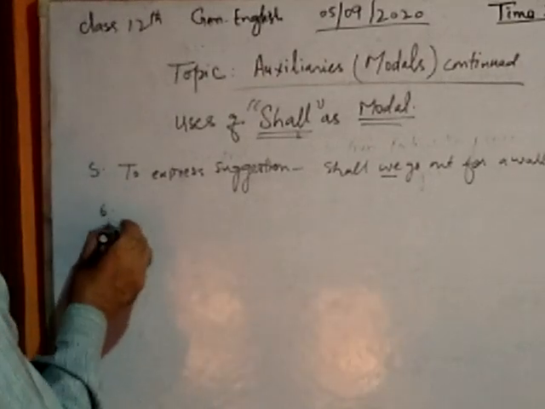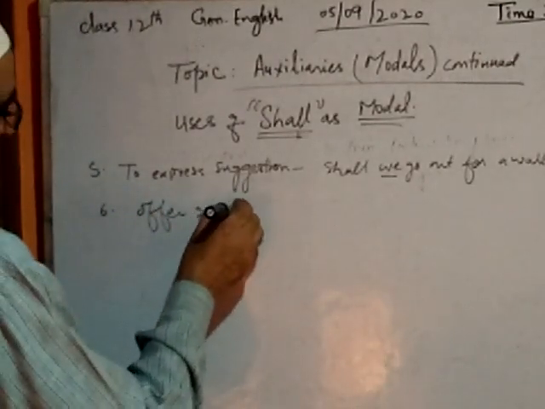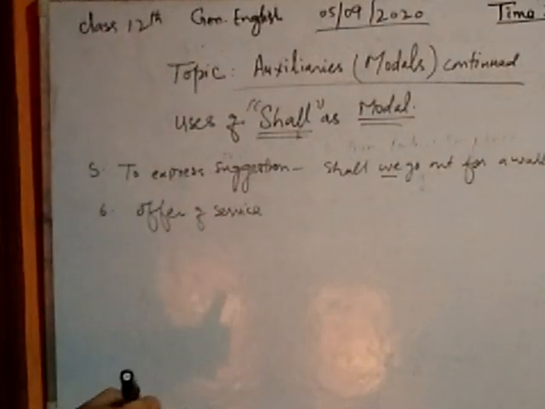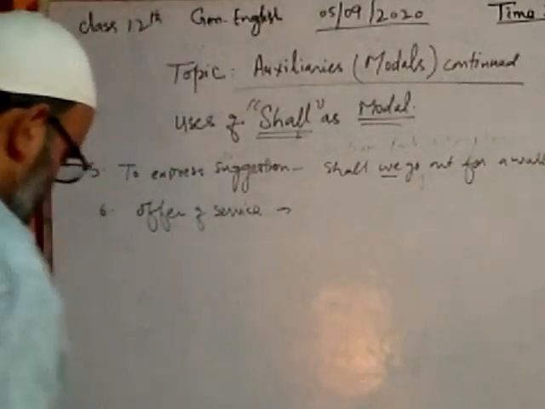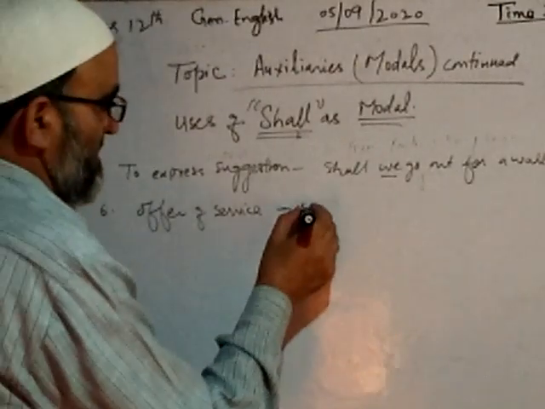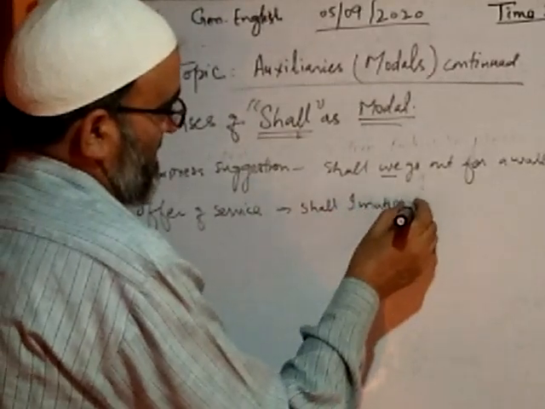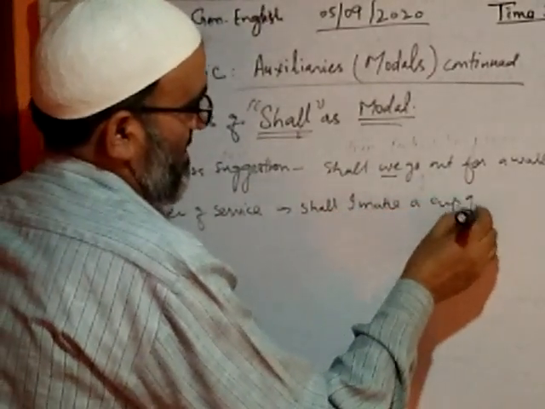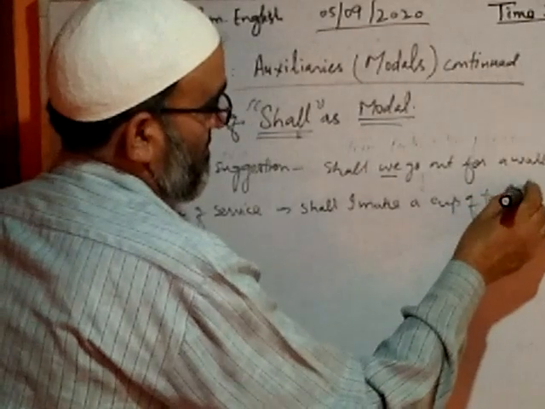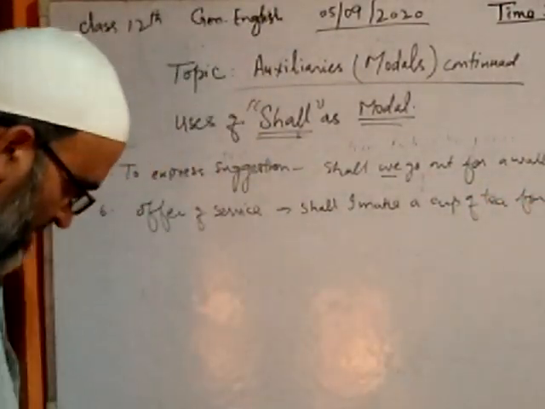Here number six, offer of service. Offer of service. Yani khidmat ki koi kaam, khidmat karne ki peshkash. For example, shall I make a cup of tea for you? Yes.